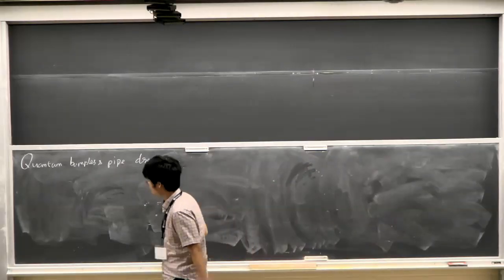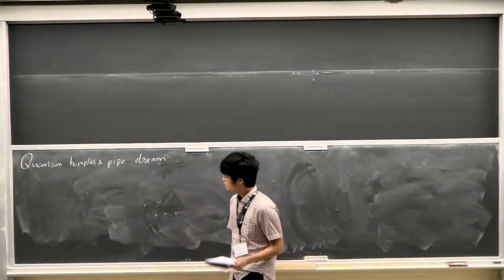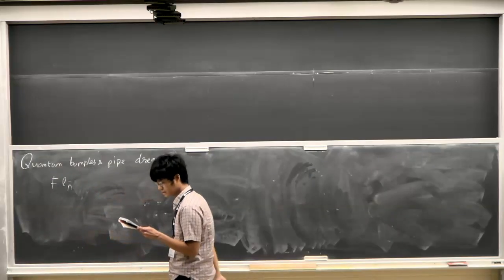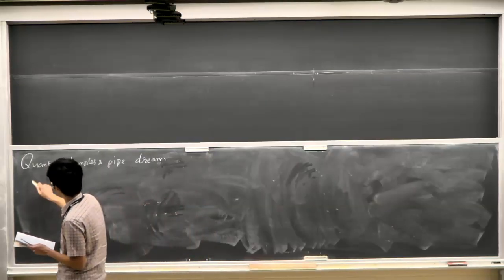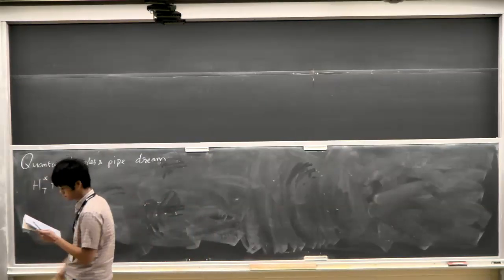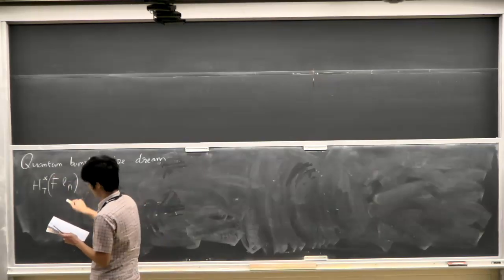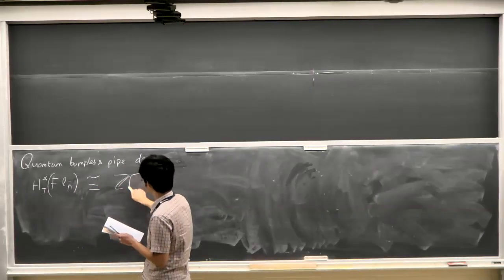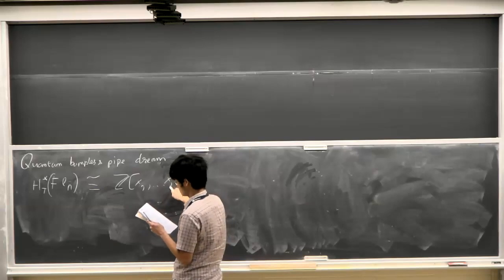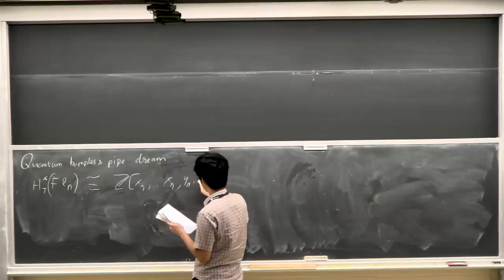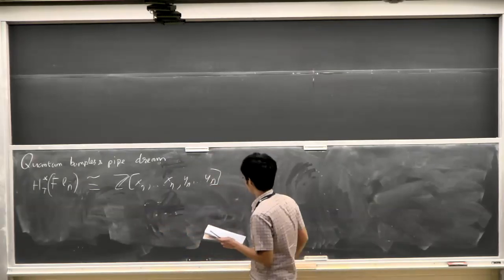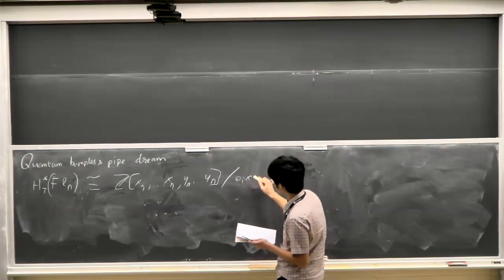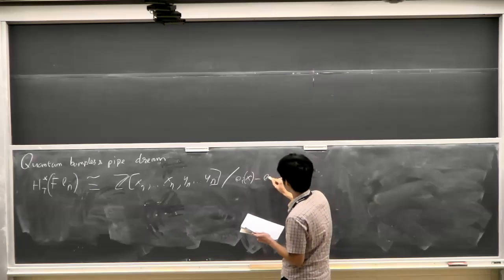So my talk is only about bumpless pipe dreams. I'm going to talk about the flag variety, which at this point I hope everybody has an idea of. If you compute the torus equivariant cohomology of the flag variety Fl_n, it is going to be isomorphic to the ring of x1 up to xn, y1 up to yn, modulo the ideal generated by equating the elementary symmetric polynomials of x with the elementary symmetric polynomials of y.